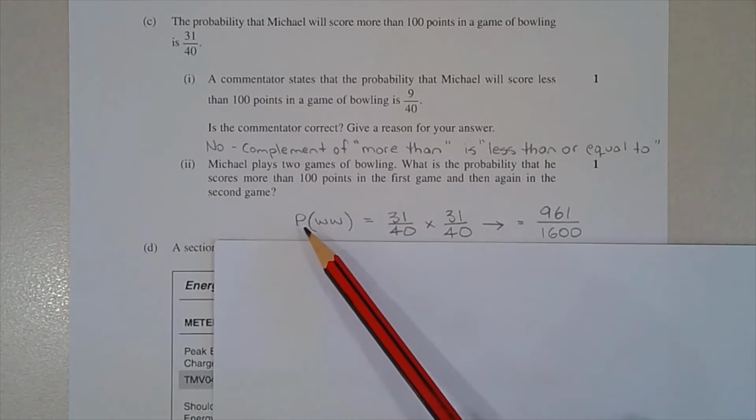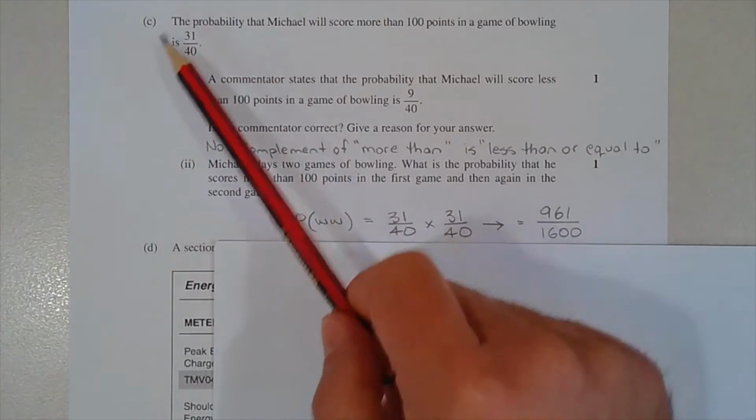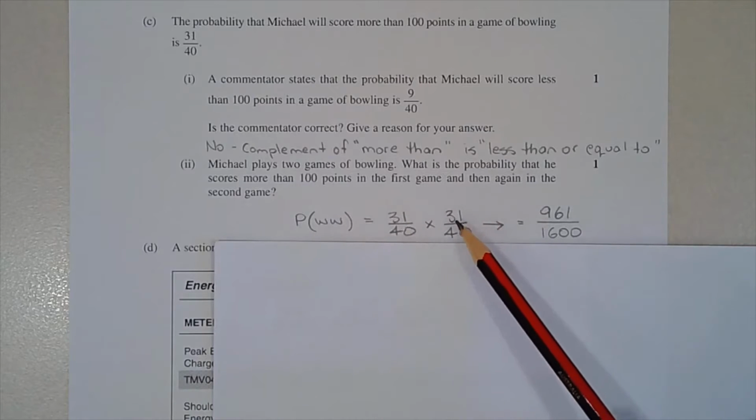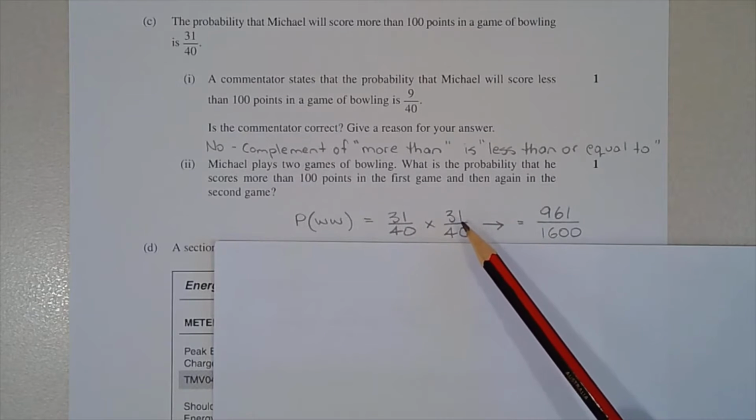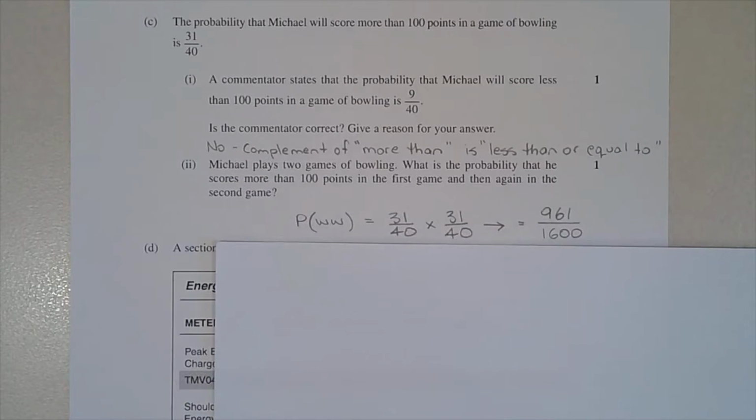So probability of a win-win is equal to 31 over 40. So that's the probability of Michael scoring more than 100 points. That's the first game, multiplied by the probability of scoring more than 100 points in the second game. And that gives us 961 over 1,600.